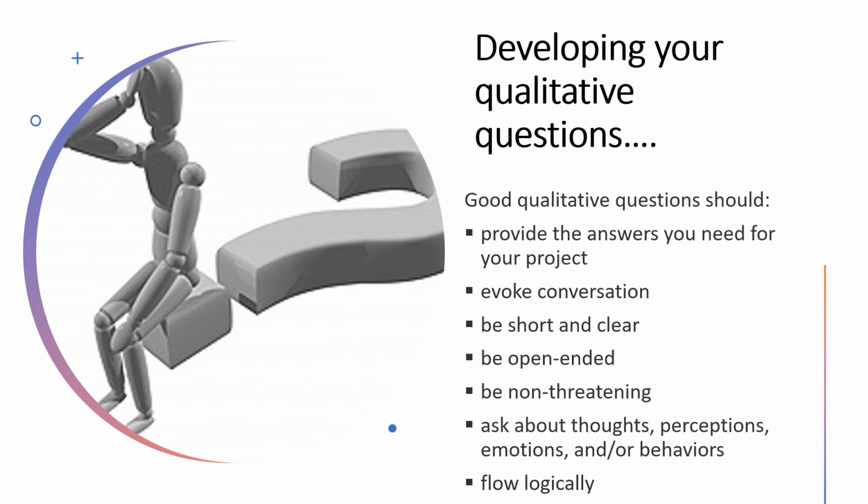Developing your questions. A good qualitative question should provide answers that you need for your project. They should evoke conversation. They should be short and clear. Open-ended questions are the best. You want to ask questions in a way that are non-threatening to people. You want to focus on thoughts, perceptions, emotions, or behaviors. And you'd like the whole series of questions to flow logically.